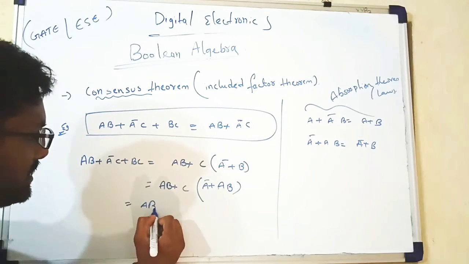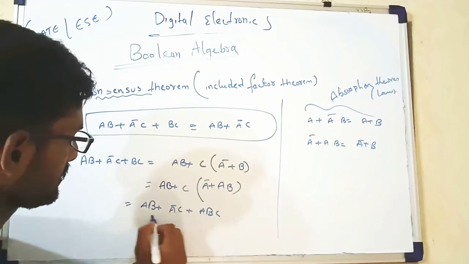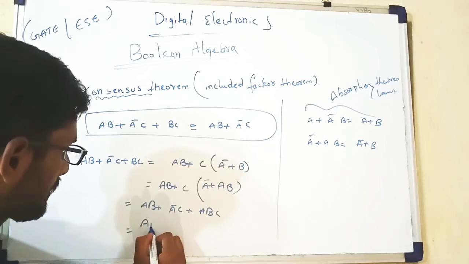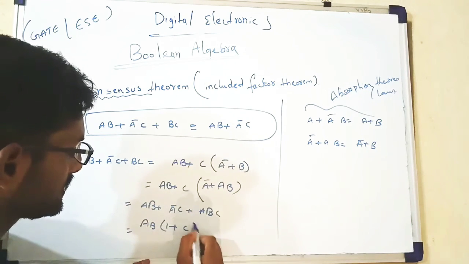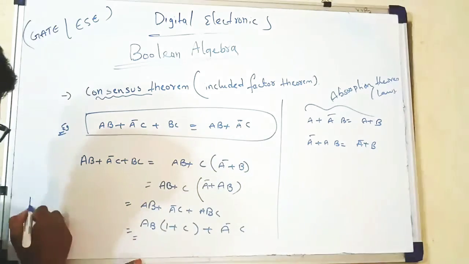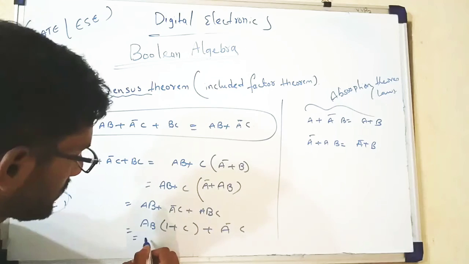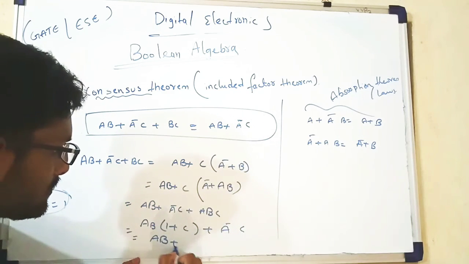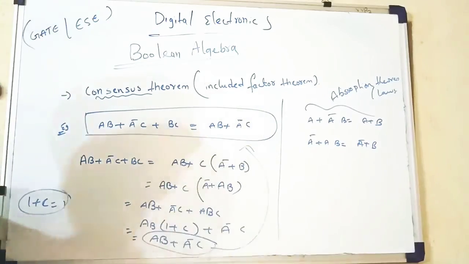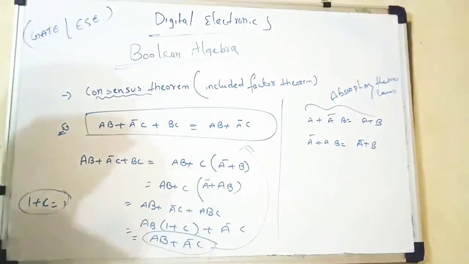This is equal to AB + A bar C + ABC. Among these two, take AB as common: AB(1 + C) + A bar C. We have seen that 1 plus anything is nothing but 1. So AB into 1 is AB, plus A bar C. And we are getting this as AB + A bar C. This is the consensus theorem.